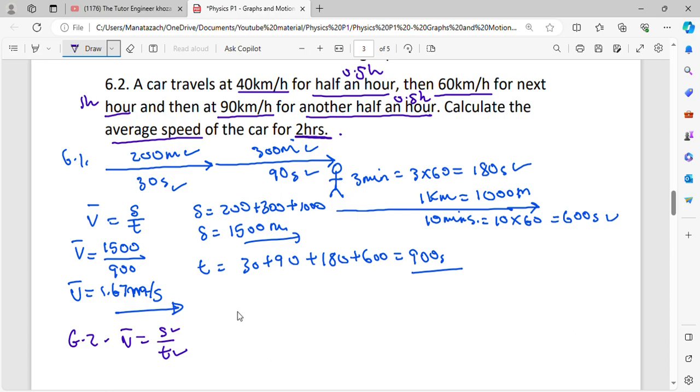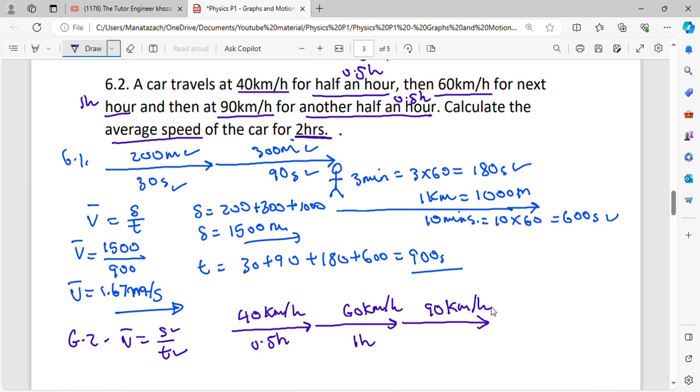So the distance would be, let's first make our picture. The car travels 40 kilometers per hour in half an hour, and then another 60 kilometers per hour in 1 hour, and then another 90 kilometers per hour in half an hour.